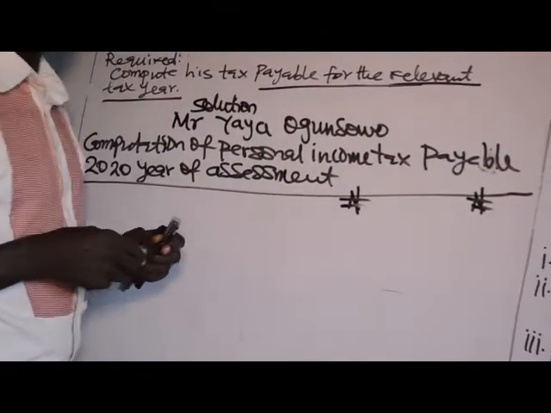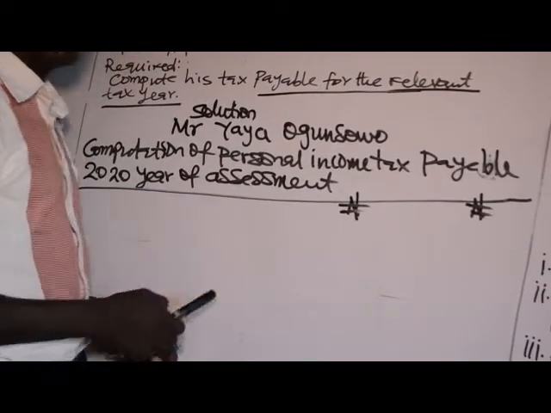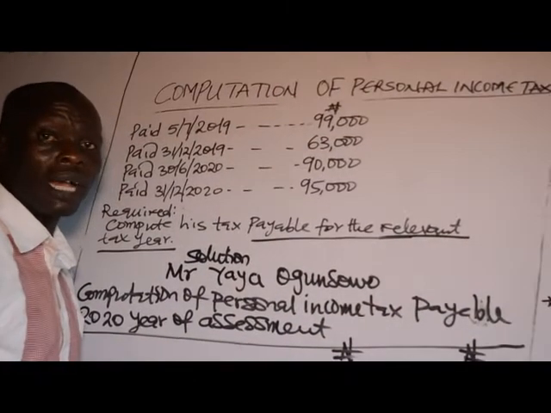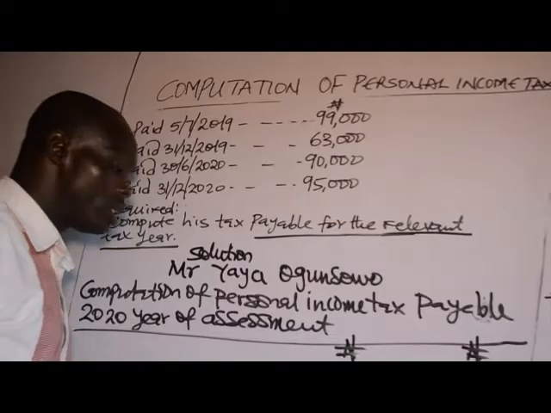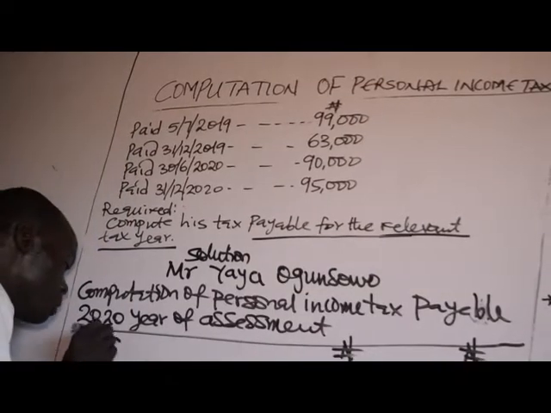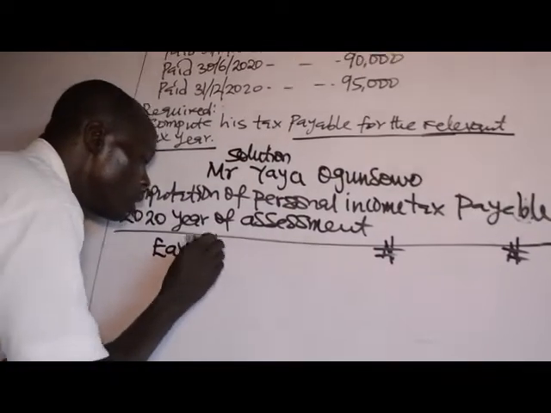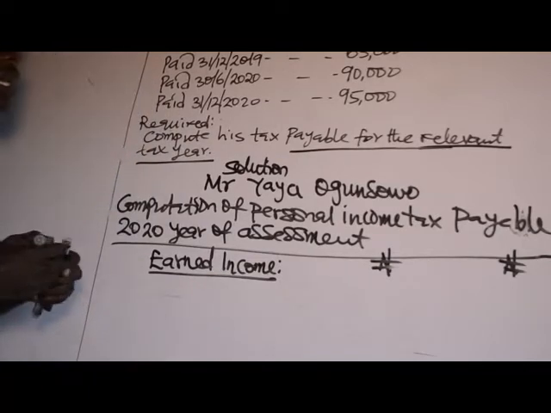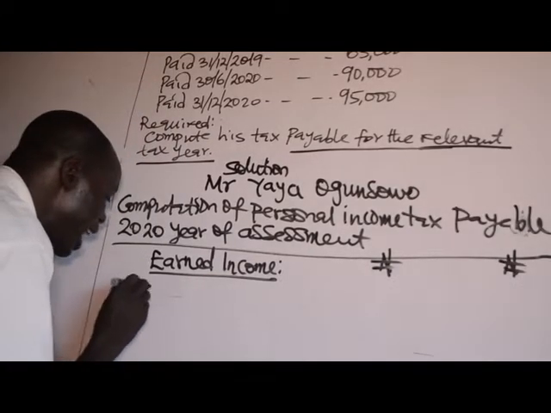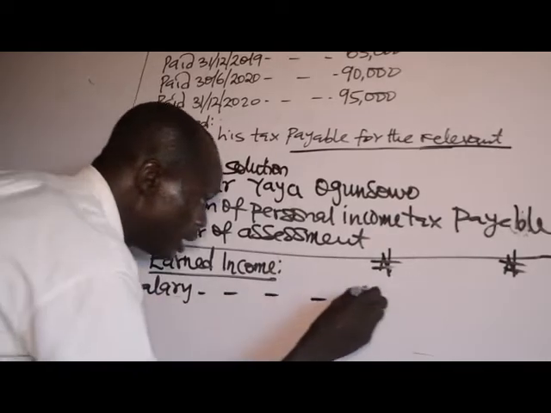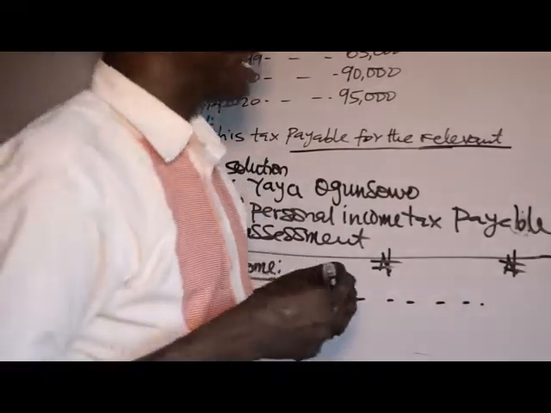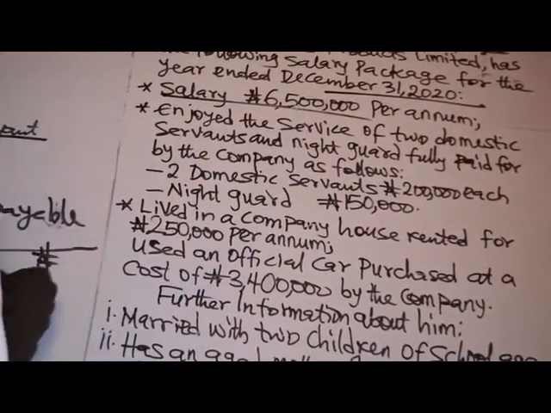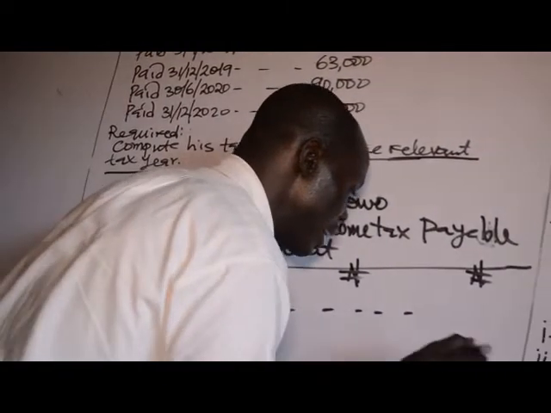Remember, I told you that the income of an individual that is assessable to tax will be categorized into earned income. So you'll be starting with earned income. Earned income. The earned income includes the salary of the employee. And the employee salary amounted to 6.5 million naira. You put 6.5 million naira.